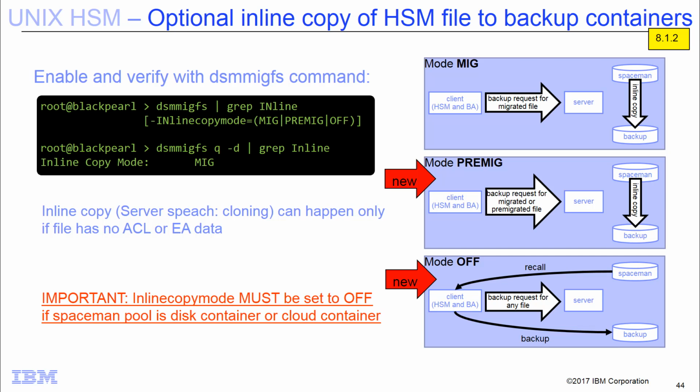Previously, we had this mode MIG enabled, and that was basically allowing us to do that inline copy from the space management pool out to the backup pool. We've now added the new option pre-MIG, which will do this also for pre-migrated files. And we've added the mode off, which will not do the copy from the space management files out to the backup. If your space management is migrating out to a disk container or cloud container, you must set your inline copy mode to off.